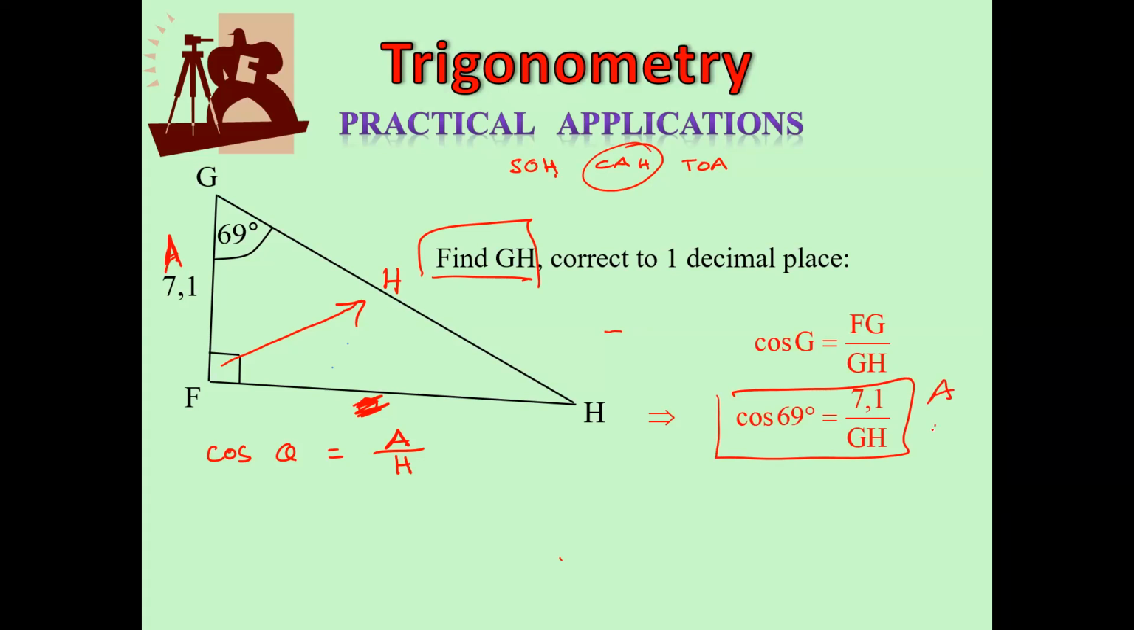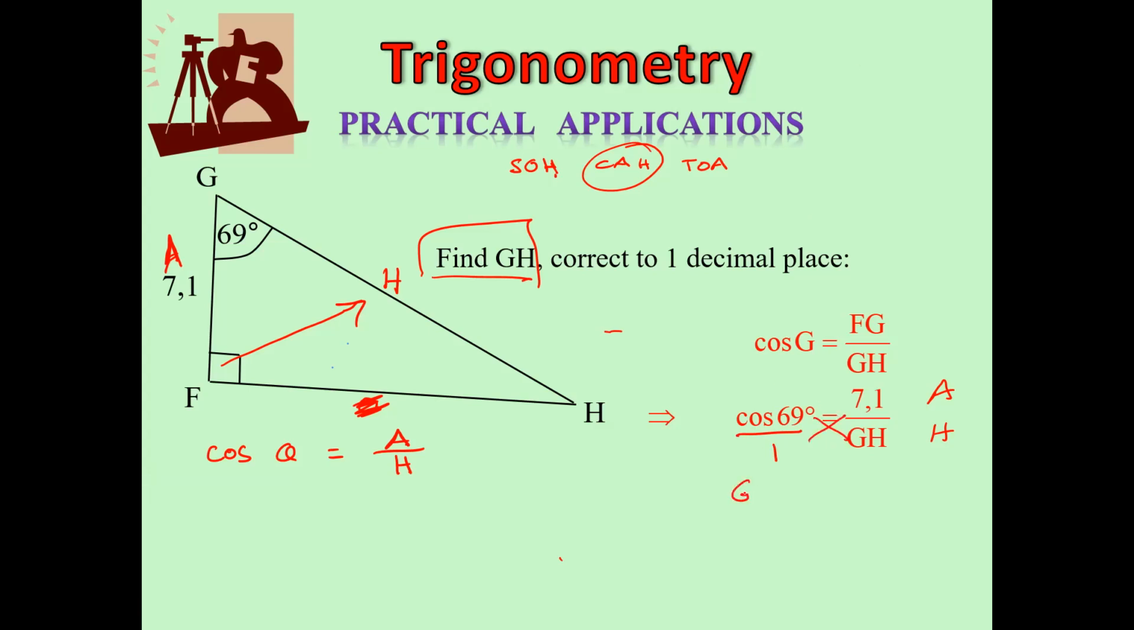So we can say now, and I'm going to start here, that cos 69 is equal to, we said adjacent over hypotenuse. So remember your adjacent is 7.1 on the diagram, and your hypotenuse is what we want to find, so we will call it GH. What I want to do next, when I'm looking at my diagram, I'm going to put this over 1, and then I'm going to cross multiply.